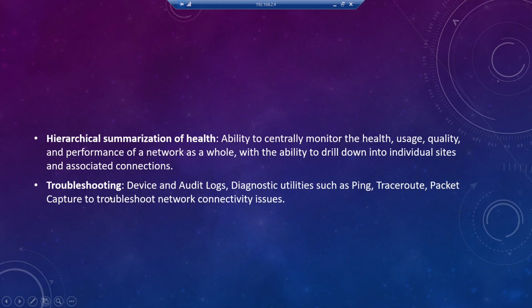And finally, troubleshooting: device and audit logs and diagnostic utilities such as ping, traceroute, and packet capture to troubleshoot network connectivity issues. So once you start working in the production environment, if you get access to SD-WAN Orchestrator service, maybe some users are saying they were not able to access applications properly, maybe there is some kind of slowness or latency. Using the troubleshooting tools, you can find the logs and do some diagnosis with the help of ping, traceroute, and packet capture. Packet capture is like capturing the live traffic to troubleshoot connectivity issues.